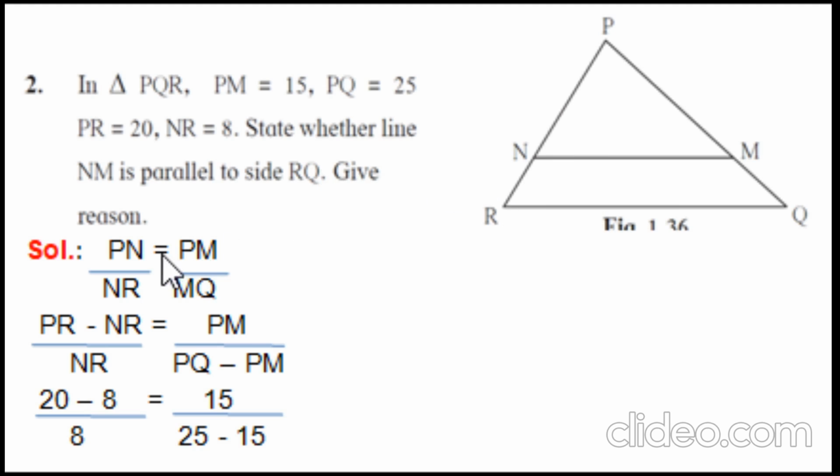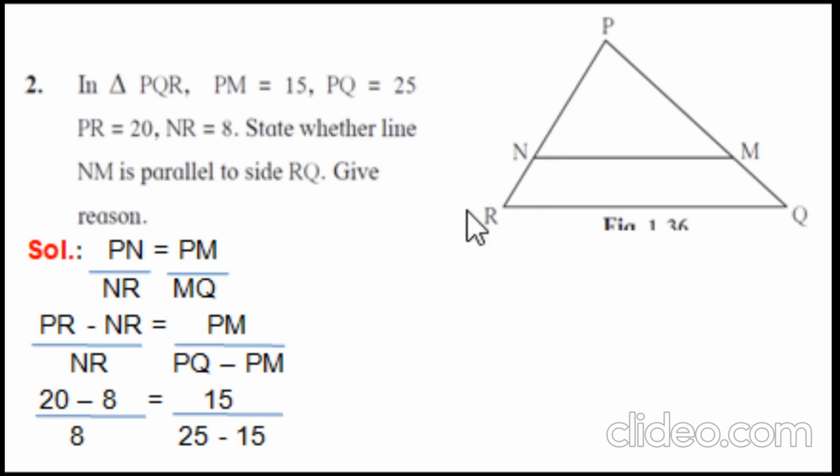Again, we have to find out this ratio, PN upon NR and PM upon MQ. We have to check whether this ratio is equal, and if it is equal, then this line will be parallel. Okay, let's see. PN upon NR and PM upon MQ. So PN is not given. So how to find it out?